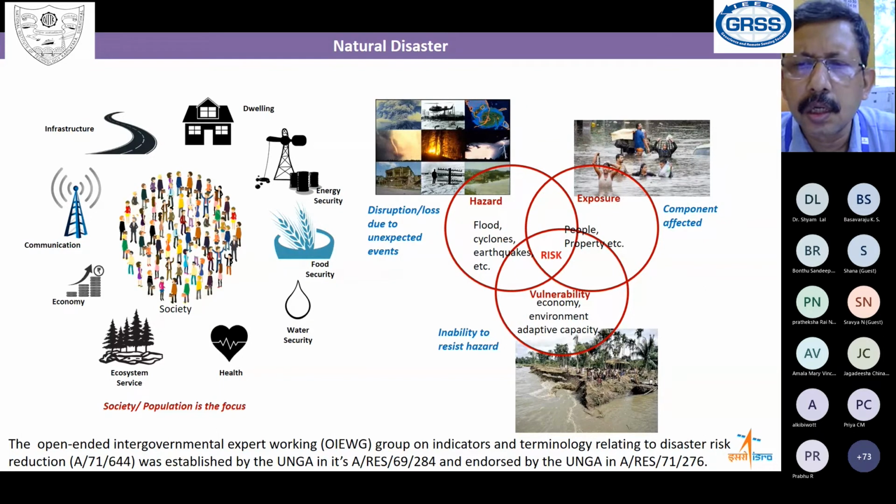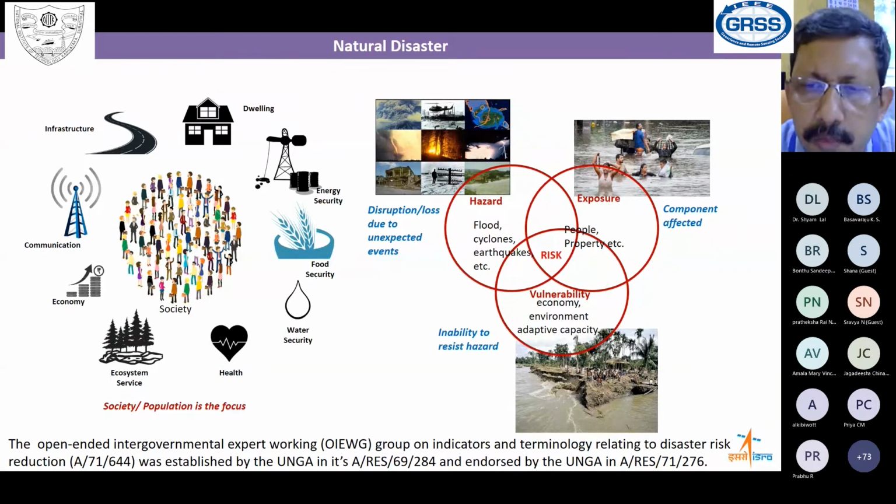If we take into account the various terminologies we use for natural disasters, the four major terminologies which come to our mind are hazard, exposure, vulnerability, and risk. When we talk about hazard, it is basically the disruption or the loss to the society or the population due to an unexpected event, like flood, cyclone, earthquake, etc. Exposure is the component of the society which is affected by the natural hazard: people, property, infrastructure, etc.